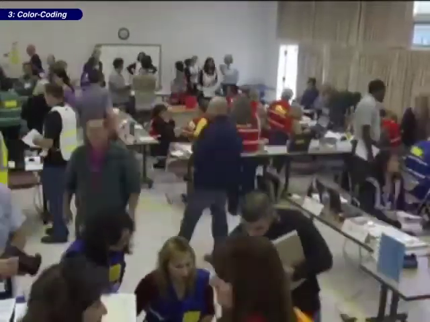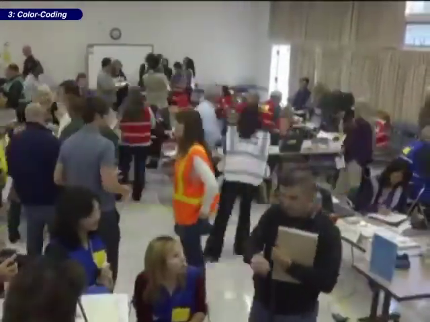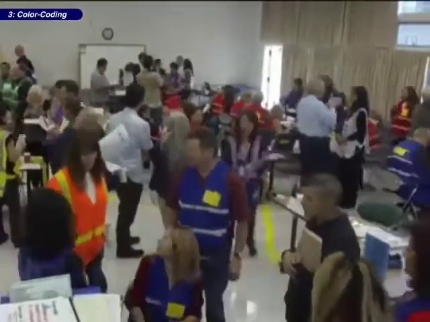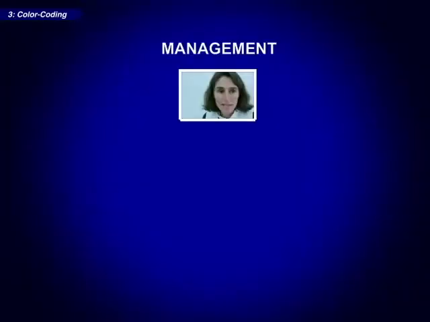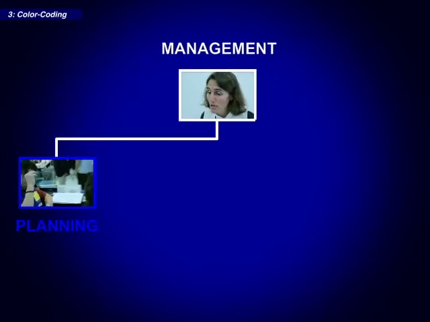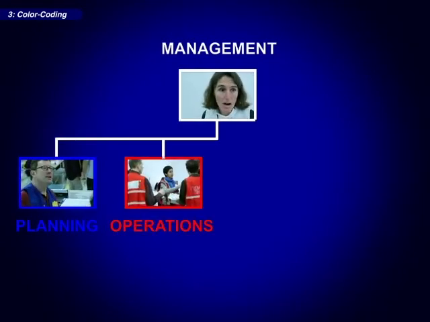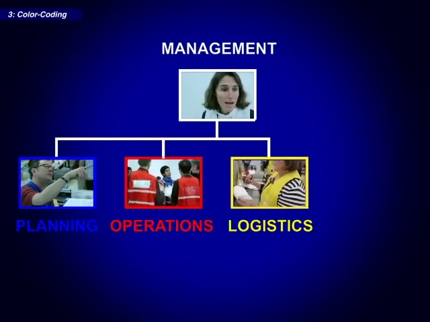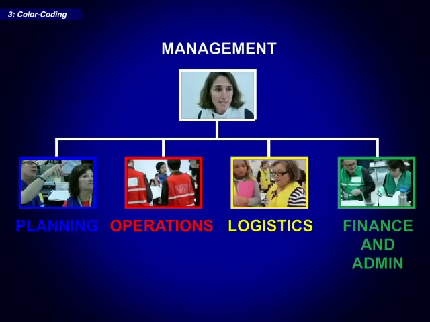Here is a typical approach health departments take for color coding ICS positions. White equals management staff, blue equals planning section, red equals operations section, yellow equals logistics section, and green equals the finance administration section.